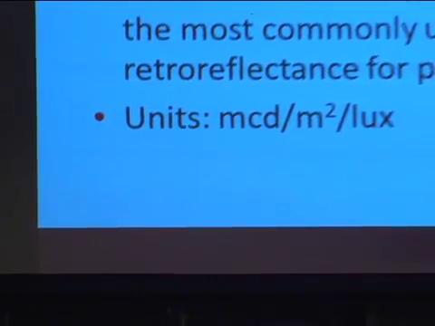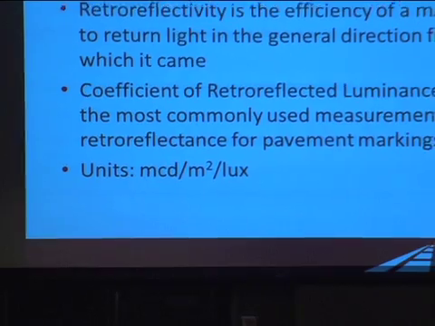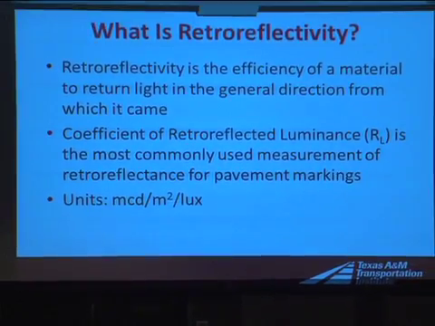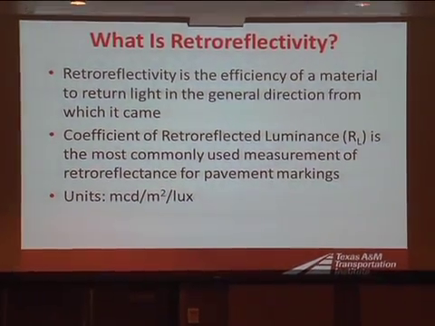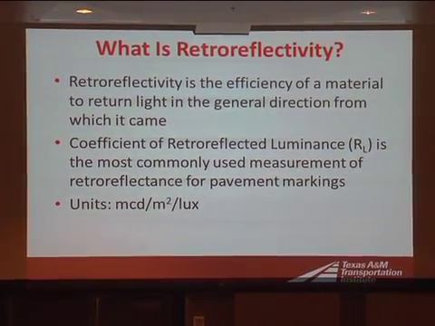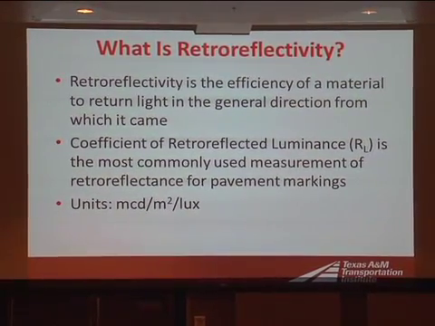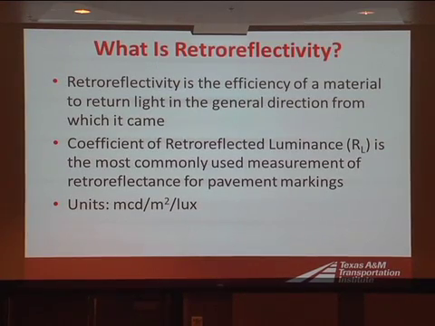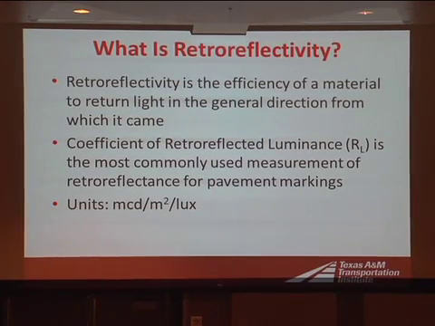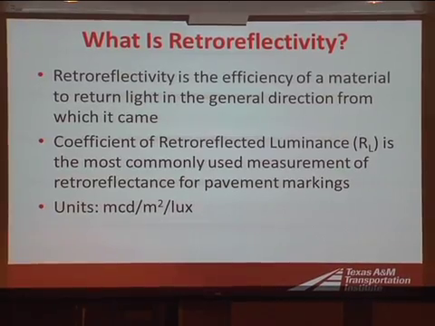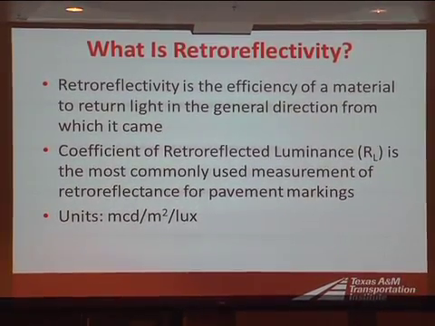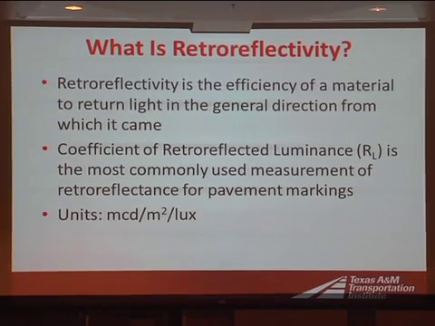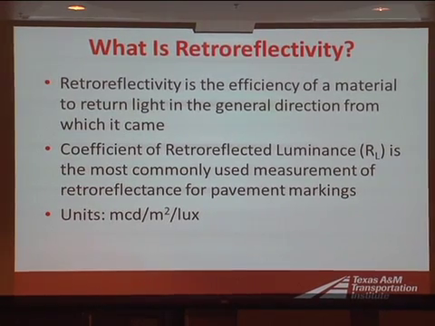It's basically the efficiency of a material to return light back toward the light source. So if you think about it, if you're sitting in your vehicle at night, driving down the road, pavement markings with high retroreflectivity are going to look brighter than markings with low retroreflectivity. Retroreflectivity is the general term used. The more appropriate term is the coefficient of retroreflected luminance, but that's a lot more difficult to say than just retroreflectivity. So retroreflectivity is the term that everybody uses when they're talking about coefficient of retroreflected luminance.